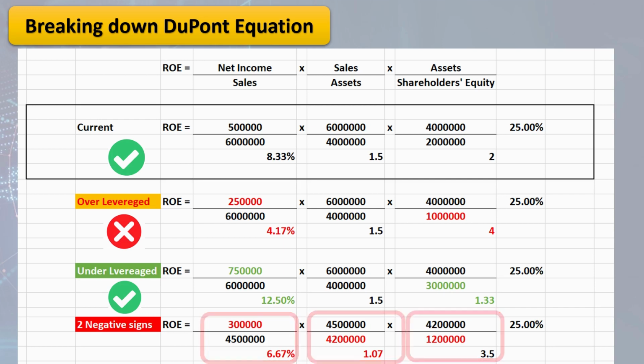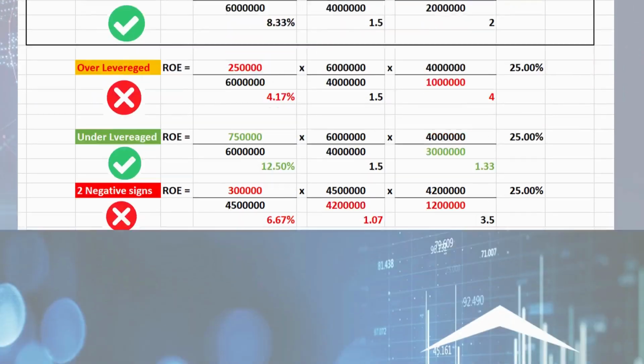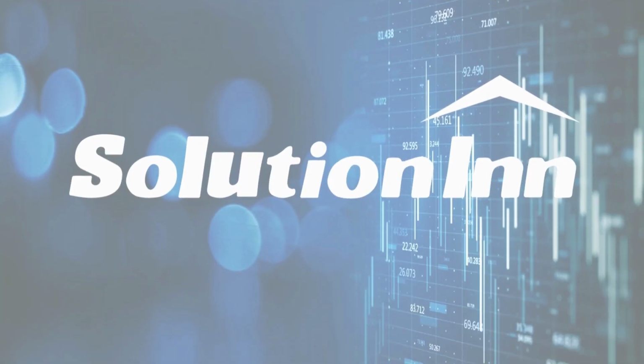So, this was a brief but comprehensive explanation of how to break down return on equity using a DuPont analysis.